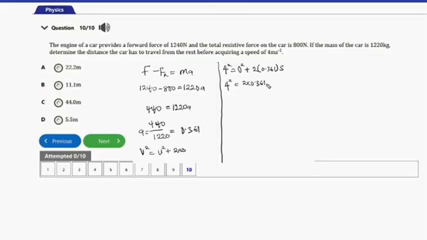So if we make s the subject of this equation, we'll have that 4 squared, which is 16, over 2 times 0.361 is equal to s. So let's check 16 over 2 times 0.361. So that's 22.16, and that's approximately 22.2 meters. So option A is the answer to this question, and that's it for this question.